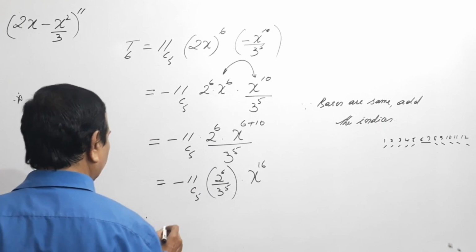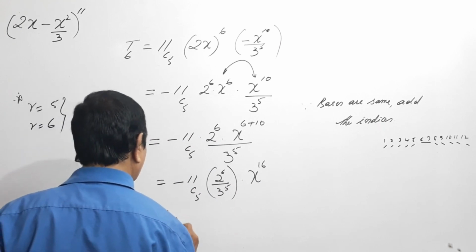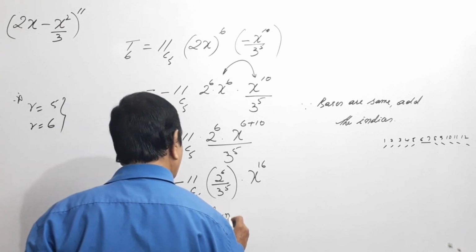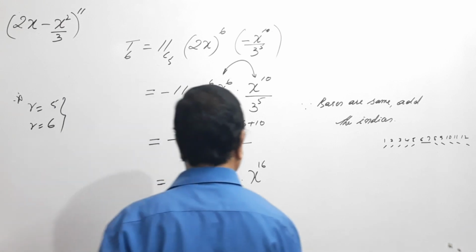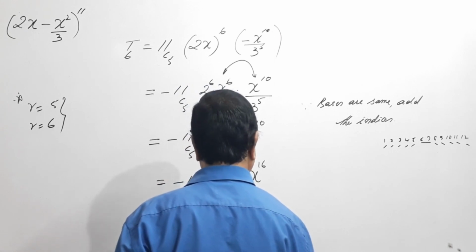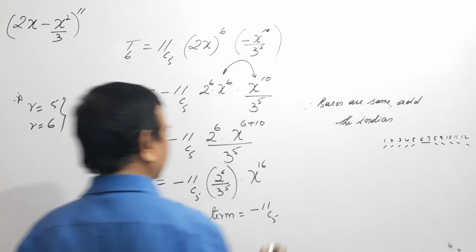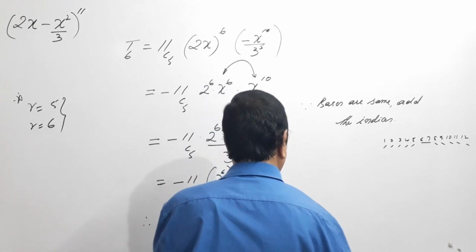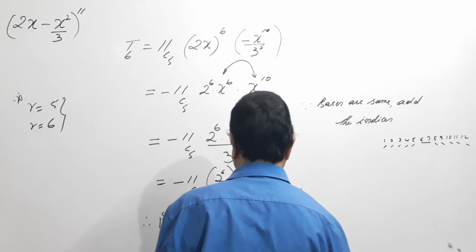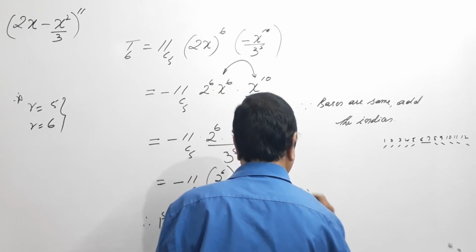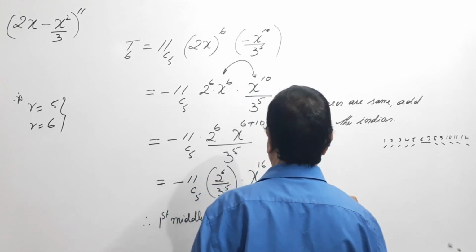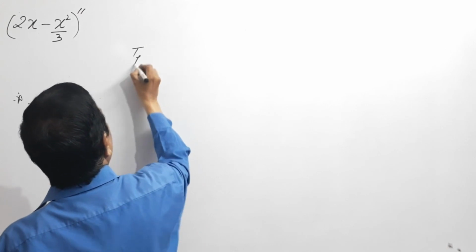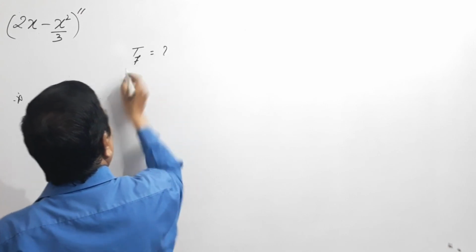Therefore, the first middle term equals minus 11C5 into 2 to the power of 6, divided by 3 to the power of 5, into x to the power of 16. T6 is over. T7 equals question mark.